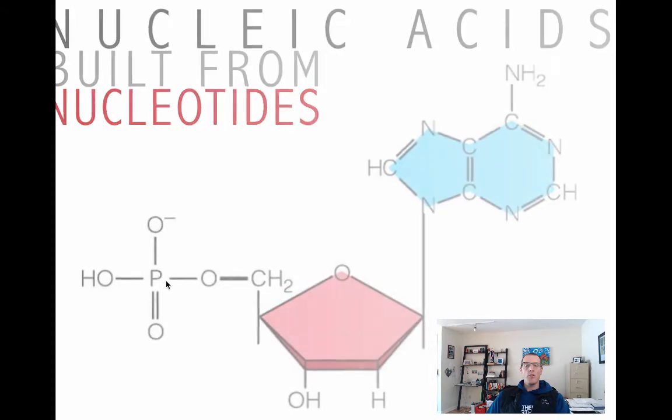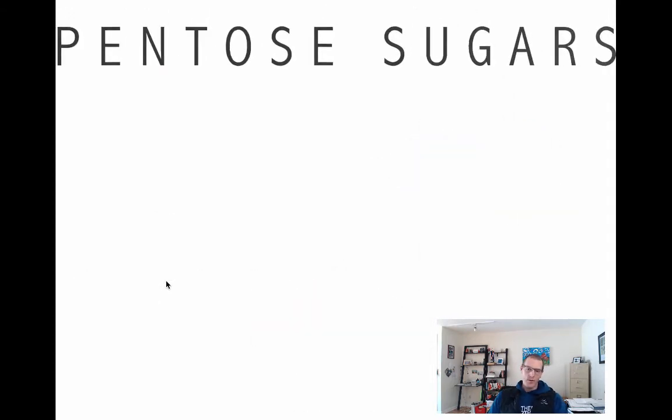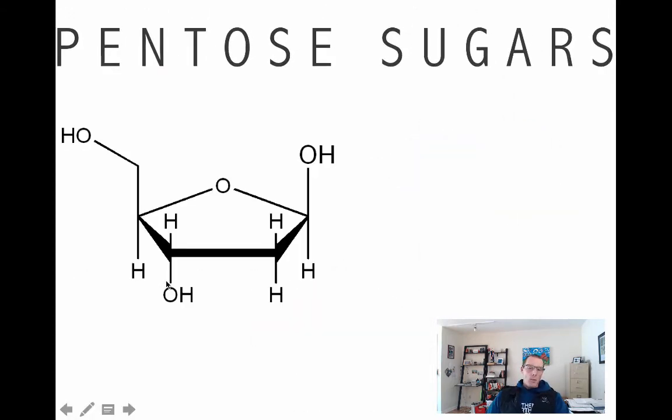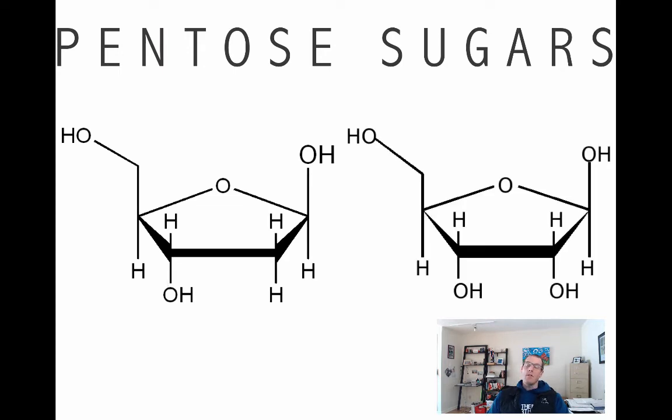So let's take a look at these pentose sugars. The pentose sugars are important. A lot of people focus on the bases. Those are the nitrogenous bases: adenine, thymine, cytosine, guanine, and uracil in RNA. So 5 bases, but you only find 4 in DNA and 4 in RNA. A lot of people focus on the bases, and we're not going to do that. We're going to focus on these pentose sugars, and we'll come back to the bases in a moment.